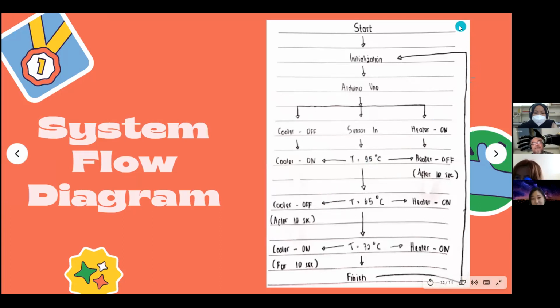This is a system flow diagram that contains our concept. The first step is start, which will initialize the heating system, and then the system heats until the temperature of 95 degrees Celsius is achieved. When the temperature reaches 95 degrees, the cooler will turn on and the heater will be turned off after 10 seconds.